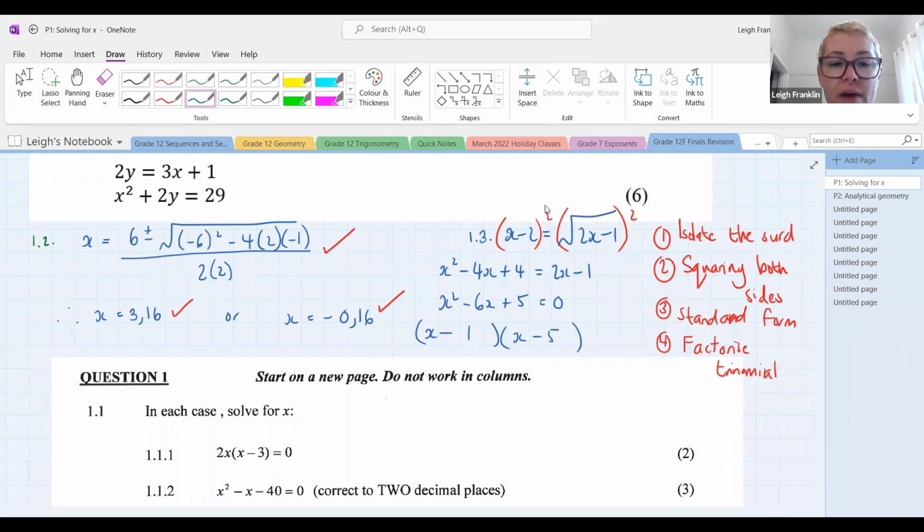What mistake have I made in the 1, 2, 3, 4th line? What mistake am I making? Can anybody help me? It's a very common mistake that we make in the 4th line. What have I not done?